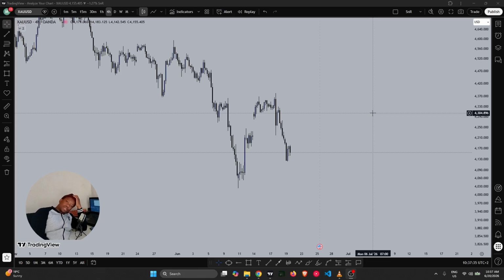So today we're going to be doing an analysis on gold and US30. These are the main two pairs that I trade right now. So let's get started with gold.